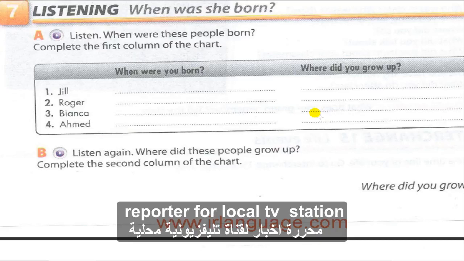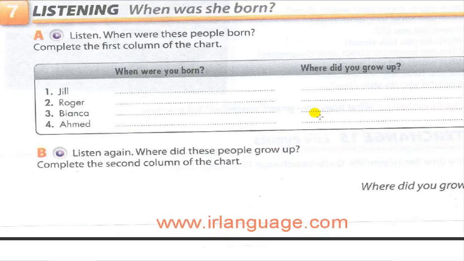I'm a reporter for a local Spanish language TV station. 4. Ahmed. I'm Ahmed. I'm an architect. I was born in 1974 in Egypt. I grew up in Egypt and moved to France last year. But I'm planning to return to Egypt next year. I want to start my own business there.